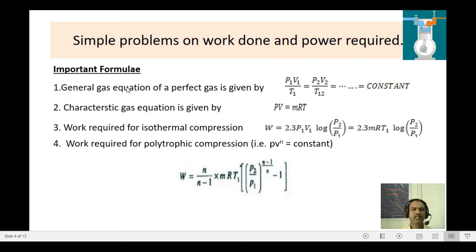The general gas equation of the perfect gas is given by this equation, and the characteristic gas equation is given by PV = mRT. The work done for the isothermal process is given by 2.3 P1V1 log of P2/P1, and this P1V1 we can write as mRT1. For the polytropic process, this is the formula used to find W, and the n value is taken from the equation. If the equation is PV^1.2 = constant, then the n value is 1.2.